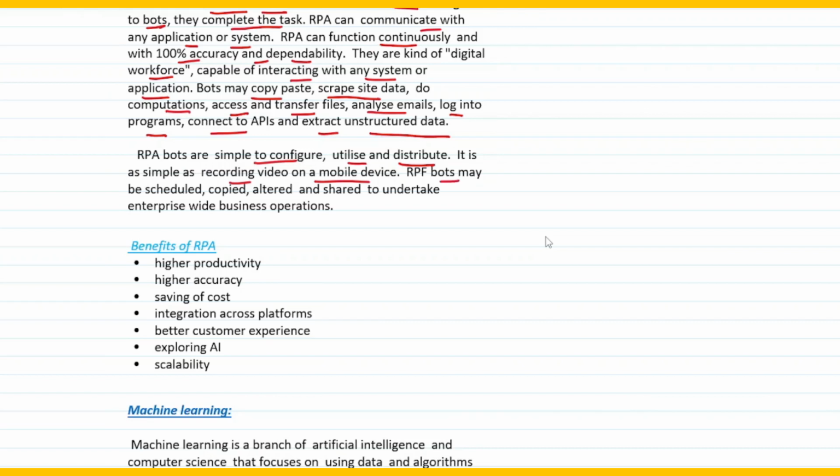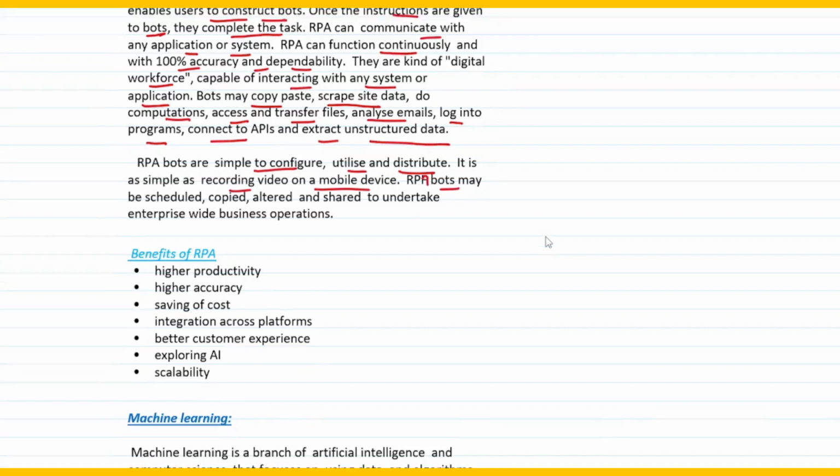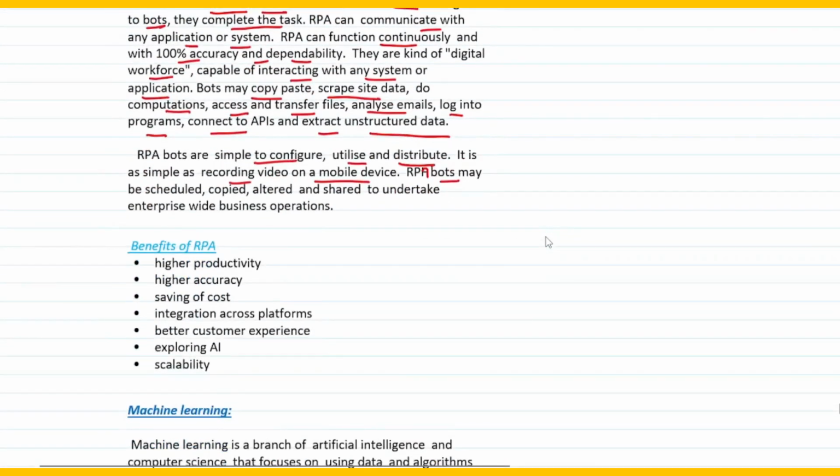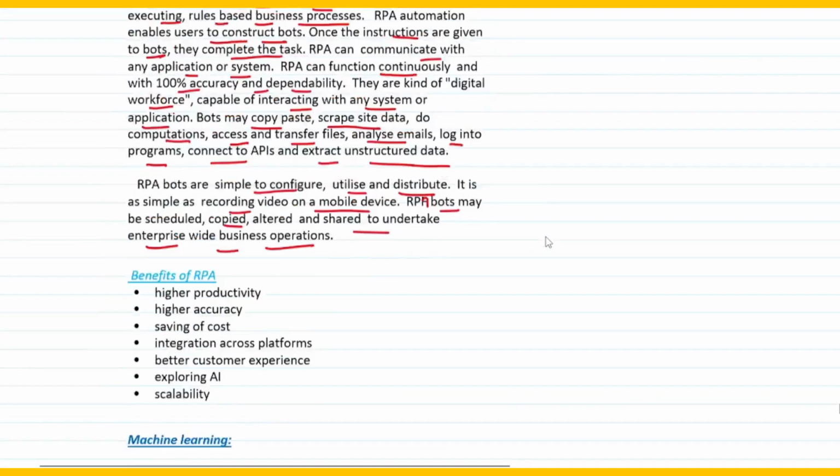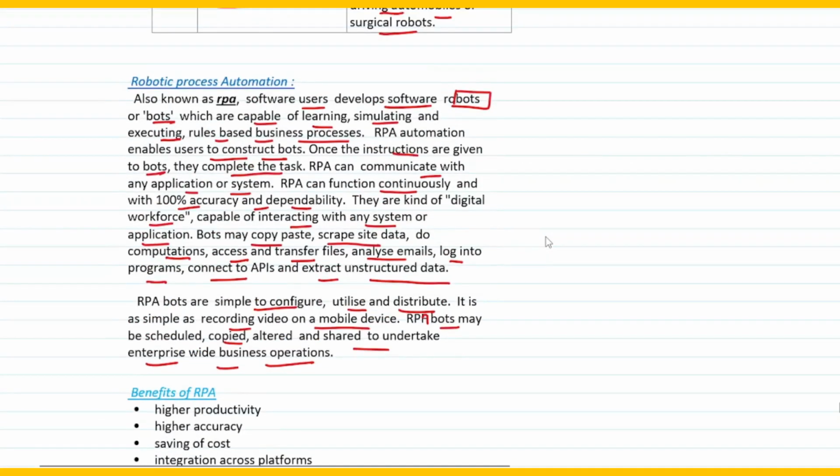RPA bots may be scheduled, copied, altered and shared to undertake enterprise-wide business operations, right? Let's revise RPA once again. It's basically software where users develop software robots or bots which are capable of learning, simulating and executing rules-based business processes.